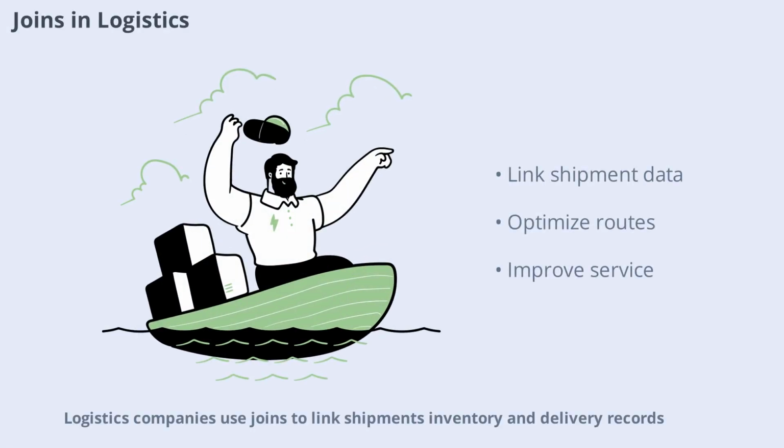Logistics companies use joins to link shipments, inventory, and delivery records. This enables efficient tracking, route optimization, and customer service. Joins are crucial for managing complex supply chains.